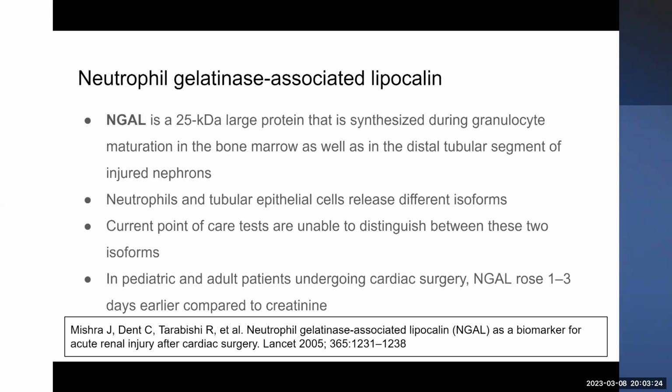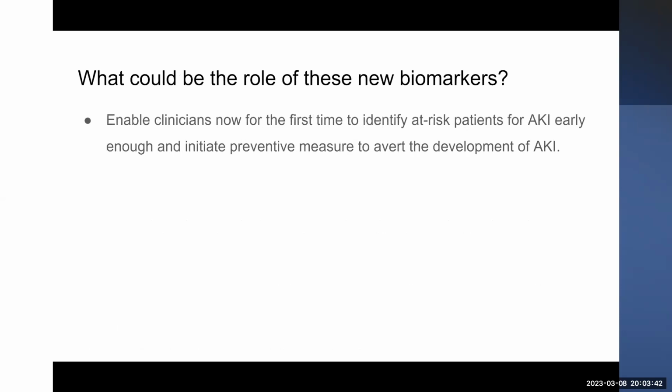The other one is neutrophil gelatinase-associated lipocalin, NGAL, released from both neutrophils and tubular epithelial cells. And in pediatric and adult patients undergoing cardiac surgery, NGAL has been shown to appear much earlier than creatinine, 1 to 3 days earlier.